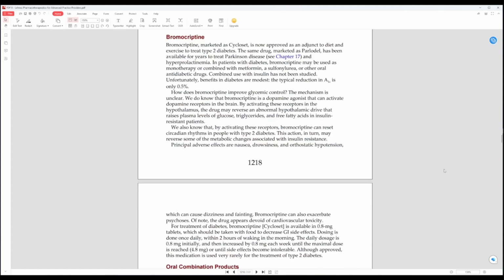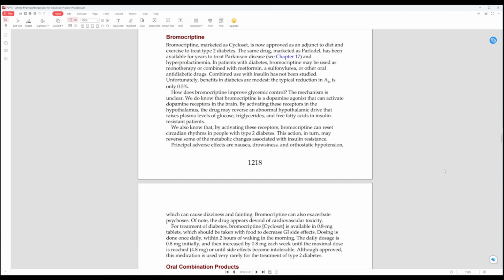Bromocriptine, marketed as Cycloset, is now approved as an adjunct to diet and exercise to treat type 2 diabetes. The same drug, marketed as Parlodel, has been available for years to treat Parkinson's, which was discussed in Chapter 17, and hyperprolactinemia. In patients with diabetes, bromocriptine may be used as a monotherapy or combined with metformin, sulfonylurea, or other oral antidiabetic drugs. Combined use with insulin has not been studied, unfortunately.